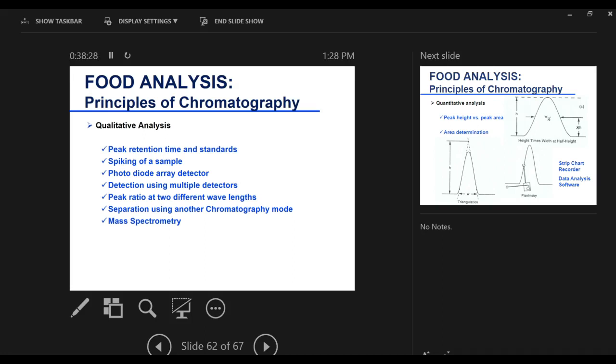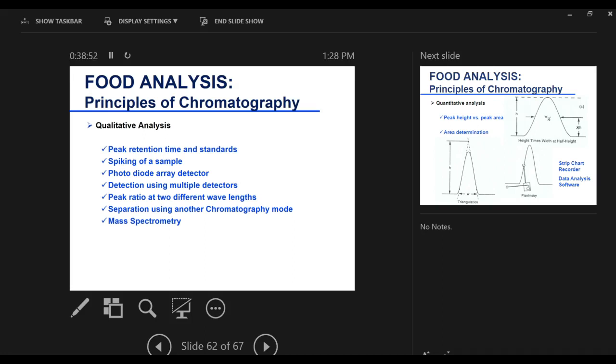Another way to identify is what we call a spike sample. That means if you want to know for sure if this is your glucose peak, just for simplicity, I would add glucose to my sample, inject it, and monitor which peak is going to increase in height. So I spike my sample.